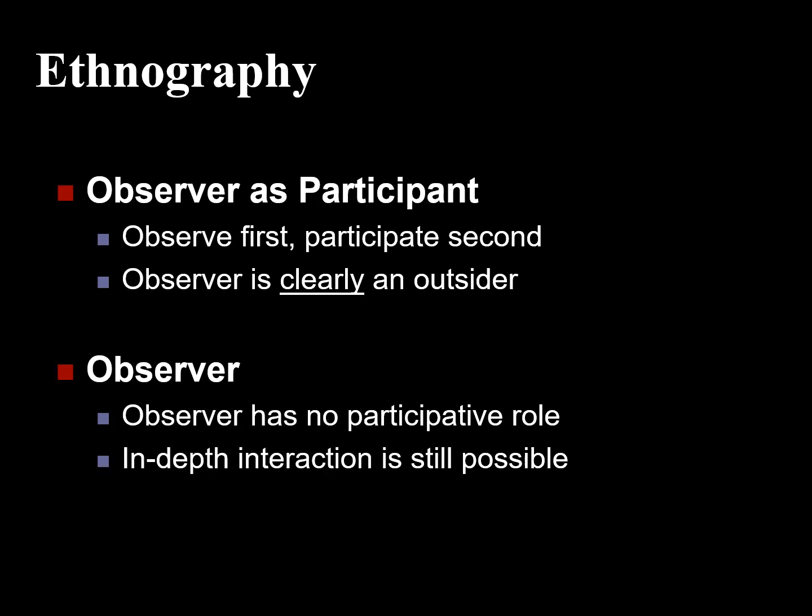So again, we have observer as participant, observes first, participates second. Observer is clearly an outsider, or observer. Observer has no participant role. In-depth interaction is still possible. We also have where you're a participant and people don't know that you're observing. Those are all possibilities when we look at ethnography.